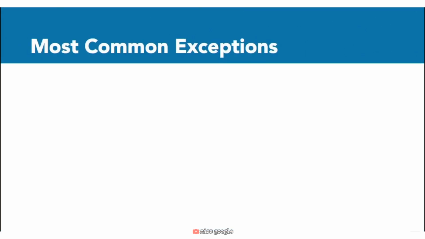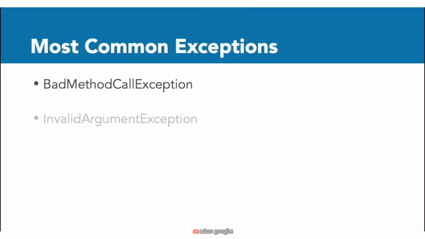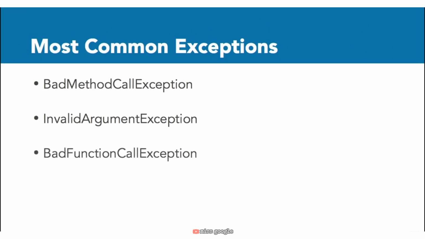So that was a lot of exception classes. To keep it simple, the three you'll most likely end up using are bad method call, invalid argument, and bad function call. That and any exceptions you write yourself. So let's use these to make our exceptions a little bit smarter.